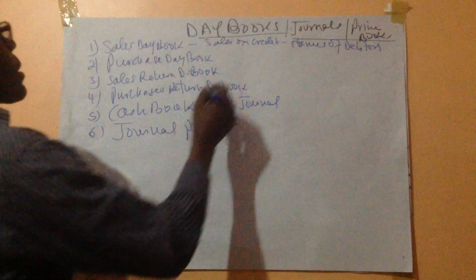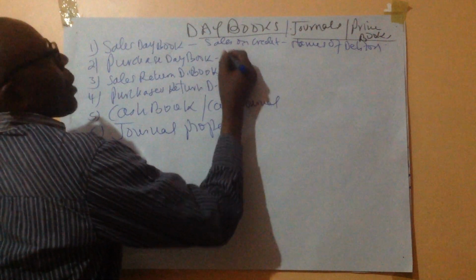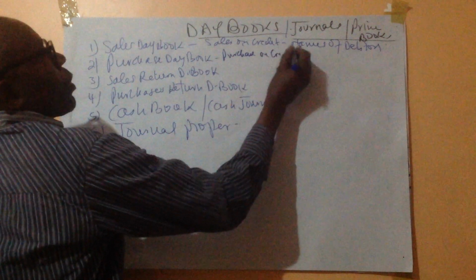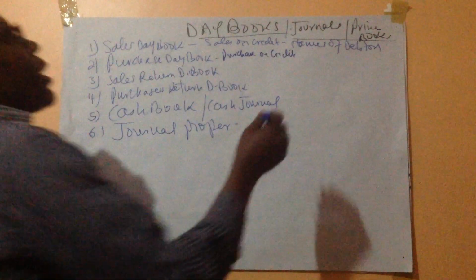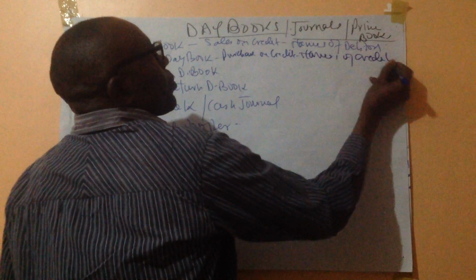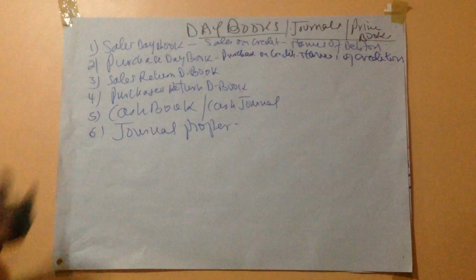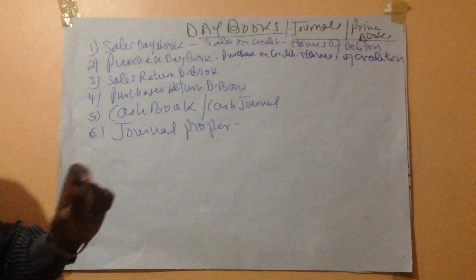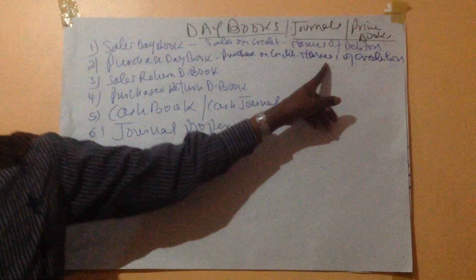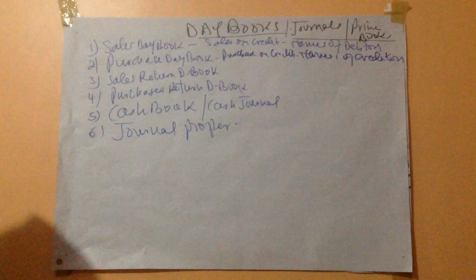Now we also have the purchases daybook, which is used for recording purchases on credit. So it has the names of creditors and the amount which you bought from them. When you buy goods on credit, from the invoice that we receive from the suppliers, we record in this purchases daybook. We look at the name of the supplier and the amount, and then record there. That is a record of a purchase on credit.